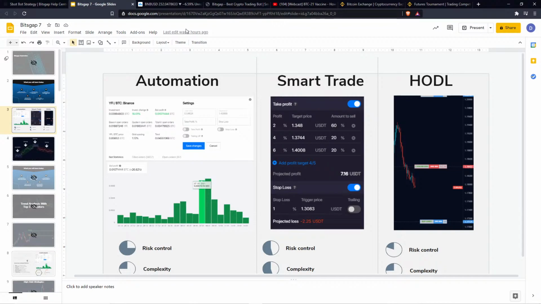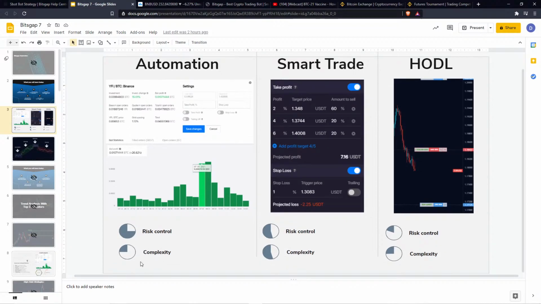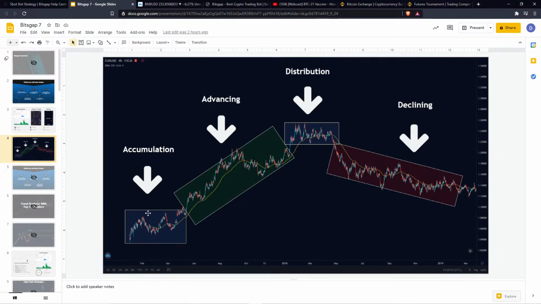So yeah, I hope I answered today's biggest question, which was: what is the best strategy for me? Which strategy suits you the most? So automation is, well, actually I already covered this. You see this risk profile and complexity profile. Just define which one suits you the most based on the objectives that we discussed today on the webcast. So for automation, we have two strategies: SBot for accumulation and distribution, and the classic is the best one for the advancing market. Okay.